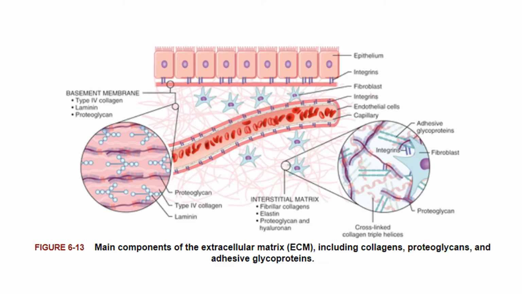This picture here depicts the main components of the ECM, or the extracellular matrix. And the extracellular matrix includes the collagens, the proteoglycans, as well as the adhesive glycoproteins. So both the epithelial and mesenchymal cells, such as the fibroblasts, they interact with the extracellular matrix through these components known as integrins. And the basement membranes and the interstitial ECM have different architecture and general composition, although there is some overlap in their constituents.